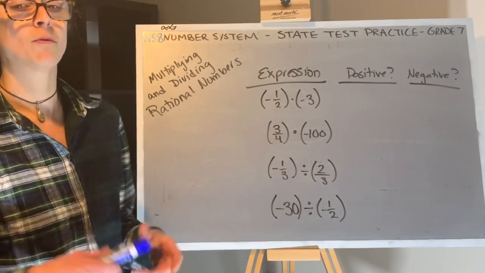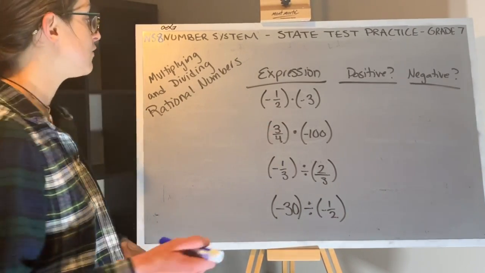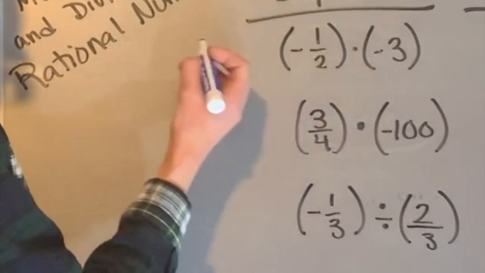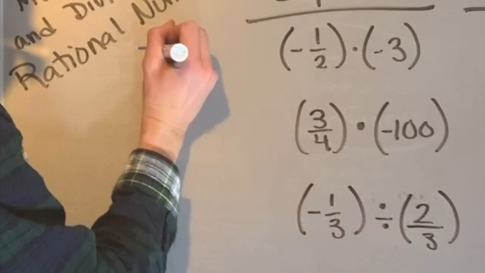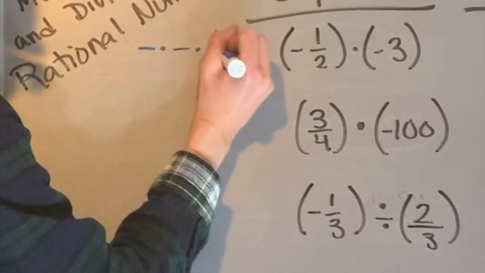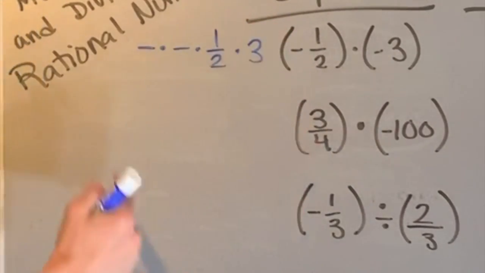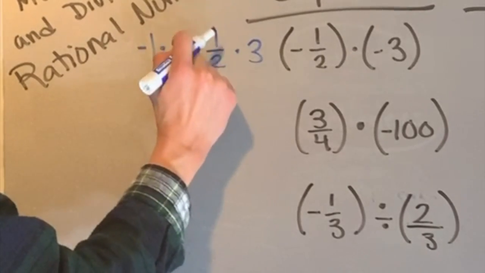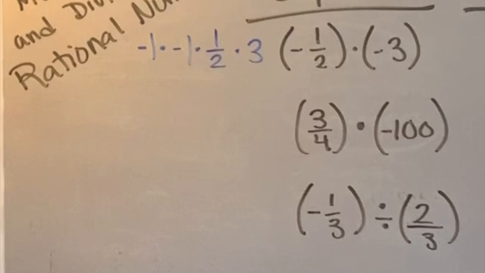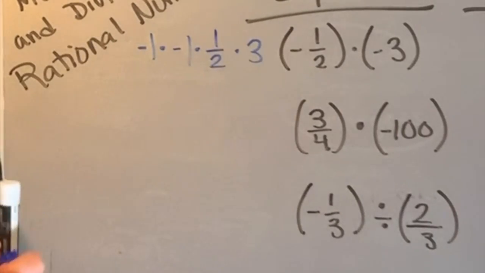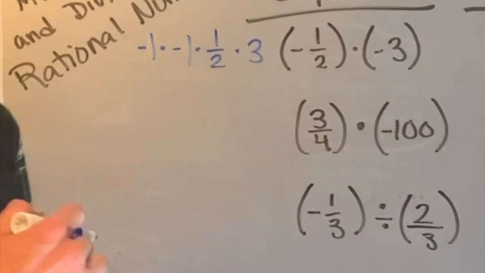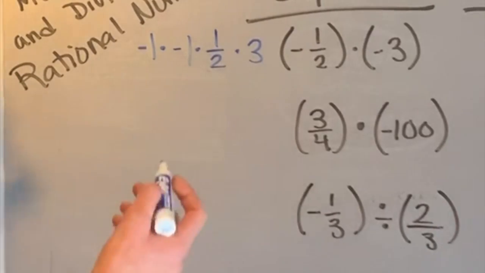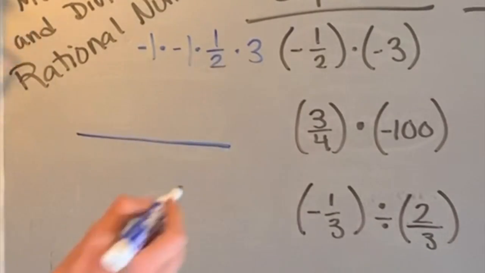So I like to remind myself that multiplication is commutative, and we can rewrite this expression as negative times 1/2 times 3. And really, when we're multiplying by a negative, it's just -1 times -1, because positive 1 is the identity in multiplication. And when we multiply by -1, it's just letting us know that we're going to the opposite side of 0. So in that sense, we can think of absolute value.